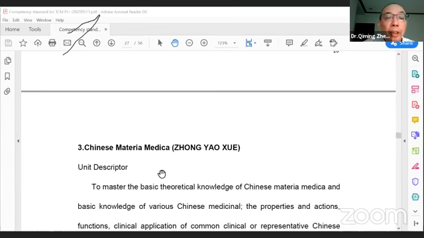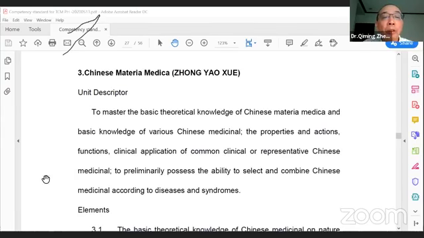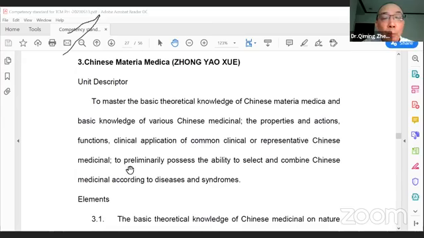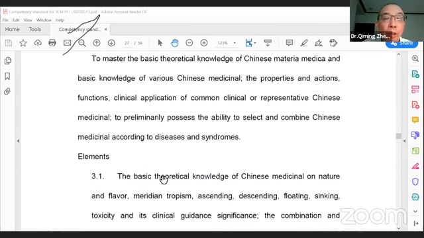Materia medica. The unit descriptor: to master the basic theoretical knowledge of Chinese materia medica, the basic knowledge of various Chinese medicines, the properties, actions, functions, and clinical application of common clinical or representative Chinese medicines, and to preliminarily possess the ability to select and combine Chinese medicines according to disease and syndromes.